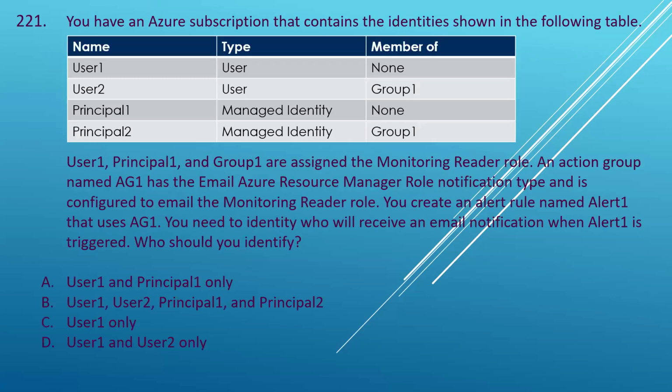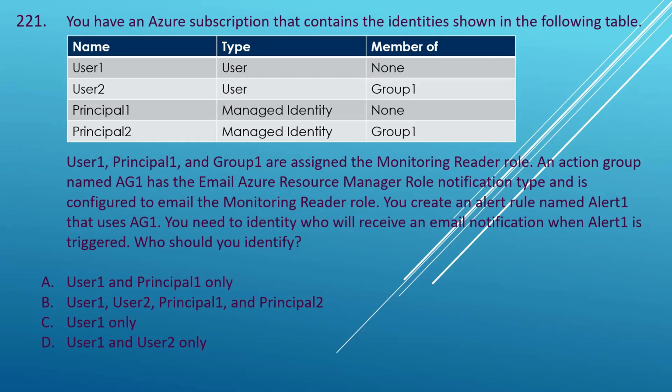Question number 221. You have an Azure subscription that contains the identities shown in the following table. You have 4 identities, of which 2 are users with the name of user 1 and user 2, and 2 are managed identities with the name of principal 1 and principal 2. User 2 is a member of group 1 and principal 2 is also a member of group 1. User 1, principal 1 and group 1 are assigned the monitoring reader role.